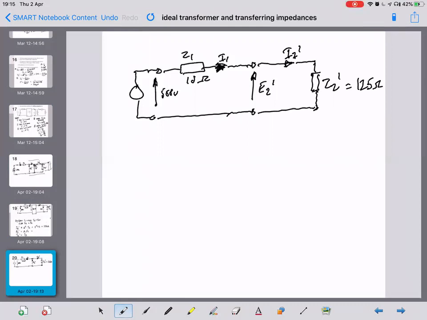So you can just treat that like a normal circuit now and work out the total impedance. You can then get the Z1, can't you? Yeah. So the total impedance seen by the generator is Z1 plus Z2 dash. Agreed? Yep. They're just in series. In series. Yeah. That's equal to 10 plus 125, which is 135 ohms.